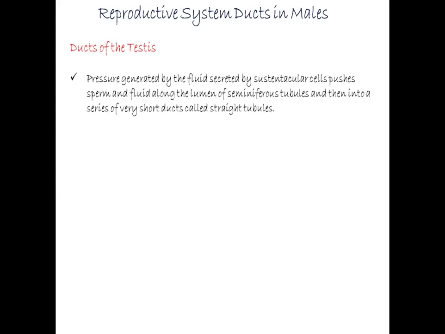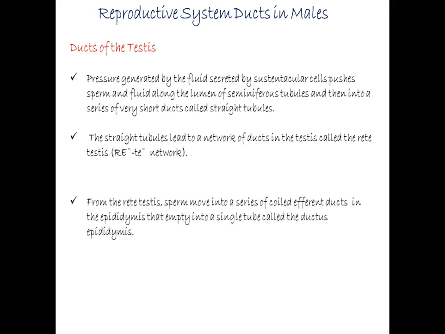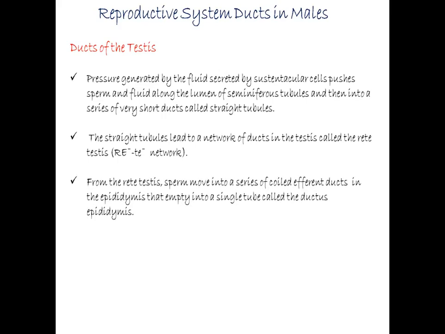Reproductive system ducts in the males. Ducts of the testes. Pressure generated by the fluid secreted by sustentacular cells pushes sperm and fluid along the lumen of the seminiferous tubule and then into a series of very short ducts called the straight tubules. The straight tubules lead to a network of ducts in the testes called the rete testis. From the rete testis, sperm move into a series of coiled efferent ducts in the epididymis that empty into a single tube called the ductus epididymis.